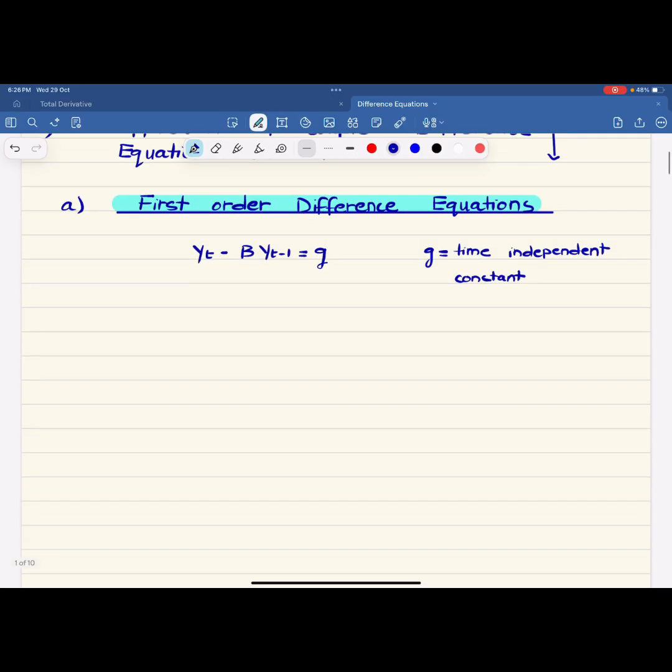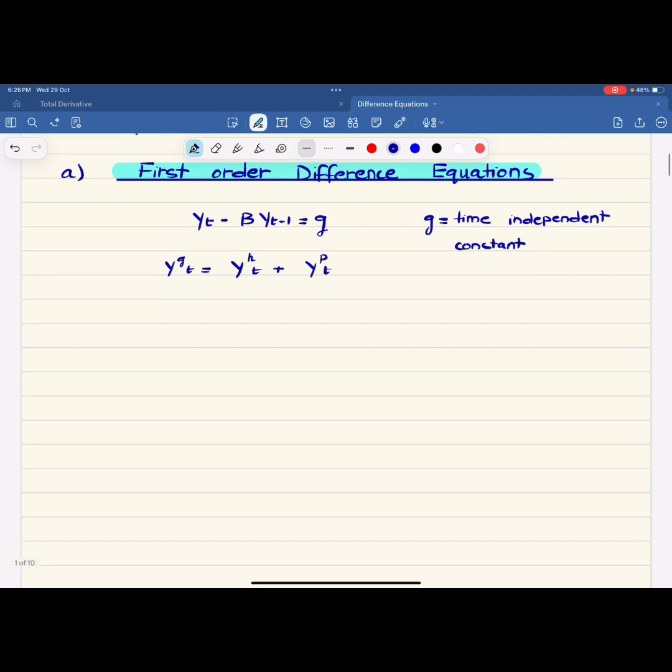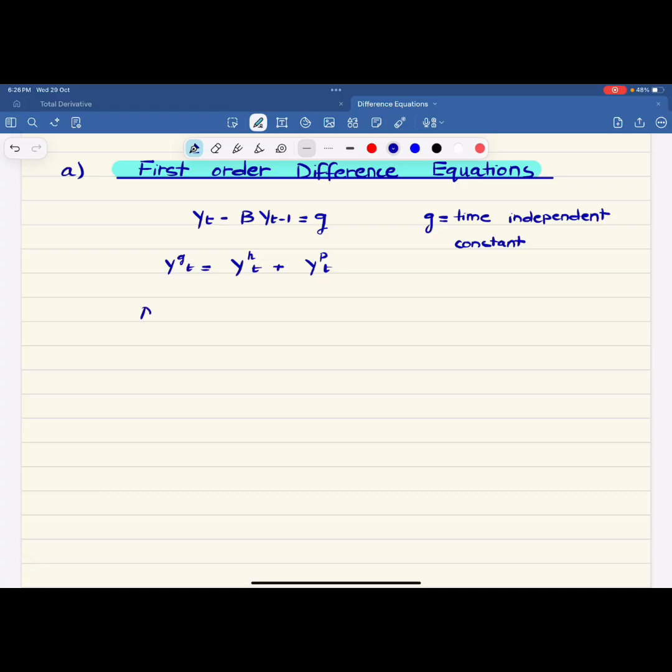We know that the general solution of this system consists firstly of a homogeneous solution and then a particular solution. So let's start by first finding the particular solution. Since our constant g is independent of time, my guess for the particular solution is going to be a constant y bar. Putting this in the equation, I get y bar minus beta y bar equals g.